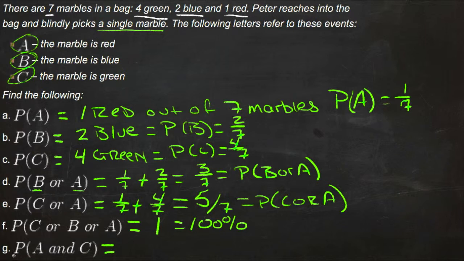The last one is the probability of A and C. Now this one could be a little difficult, but really it's just a kind of brain teaser for you, because really it's saying here that he's picking 2 things at the same time. So either we'd have to have a marble that was red and green, or he'd have to pick 2 marbles, and he's only picking 1. So the probability of him picking this one is 0%. It's 0 out of 7. There aren't any marbles that are both red and green, and he's only picking 1, so this just can't happen.